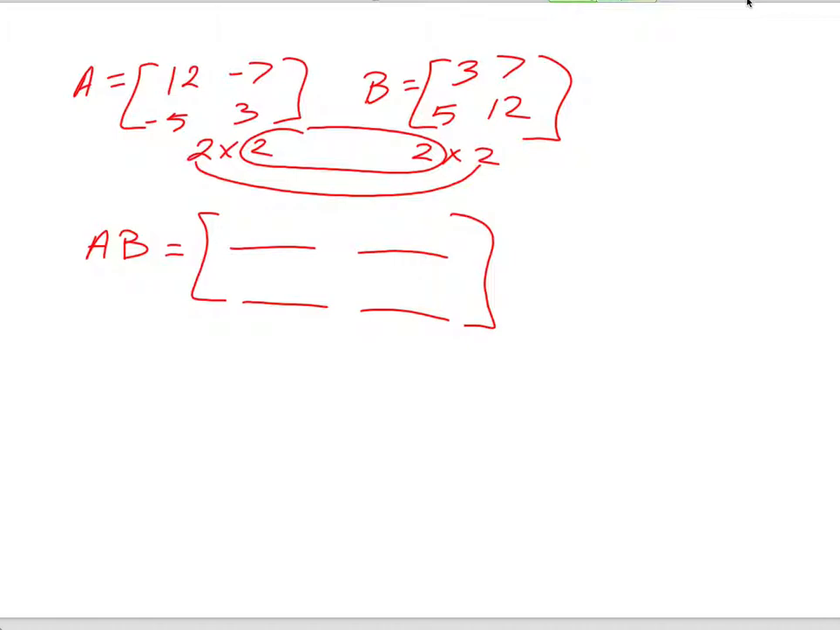Remind me what we need to do to multiply matrices together. In your first matrix, 12 and negative 7 is your first set of numbers. I like to circle it. And then on part B, I circle 3 and 5. I multiply 12 by 3. Alright, what I'm looking for is row times column. So 12 times 3 is 36. Negative 7 times 5 is negative 35.